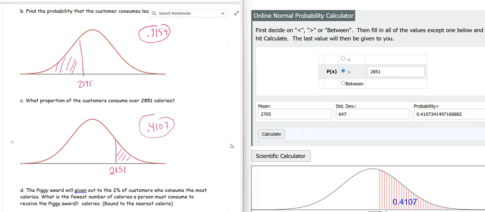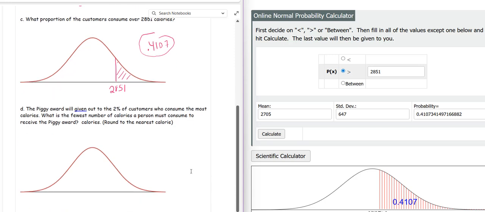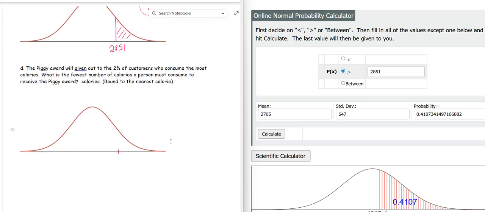0.4107. All right, and finally, the Piggy Award will be given out to the 2% of customers who consume the most calories. What is the fewest number of calories that a person must consume to receive the Piggy Award? So if this is the number of calories you need to receive the Piggy Award, which isn't such a great thing to receive, then we want the area in this tail to be 0.02.